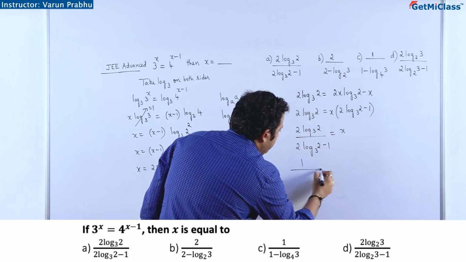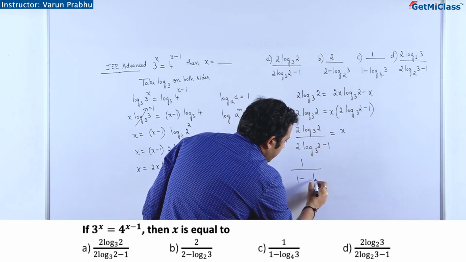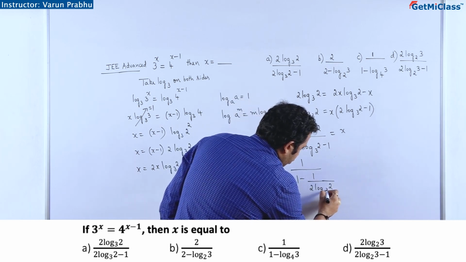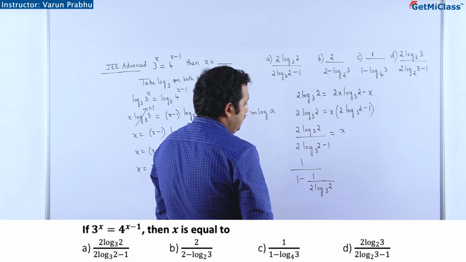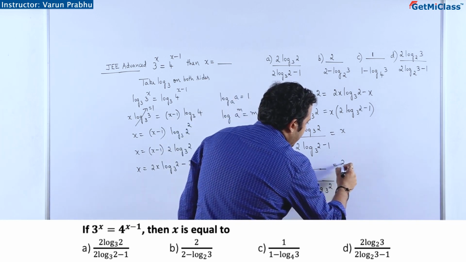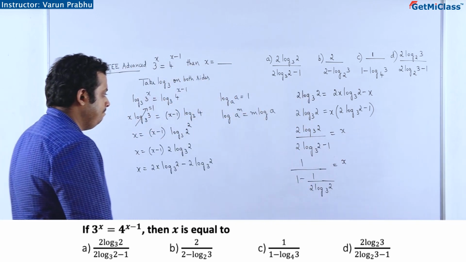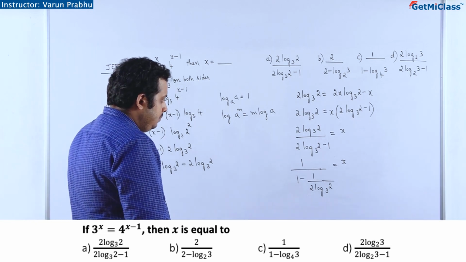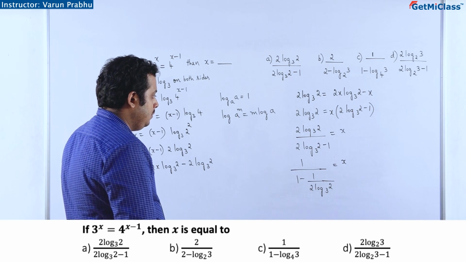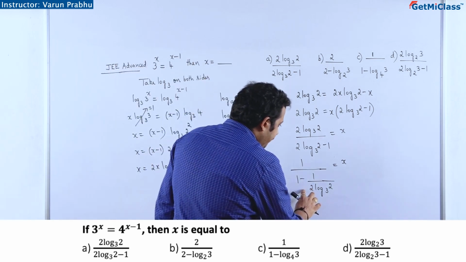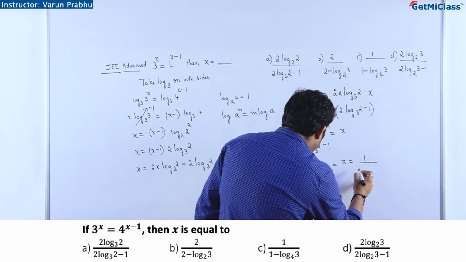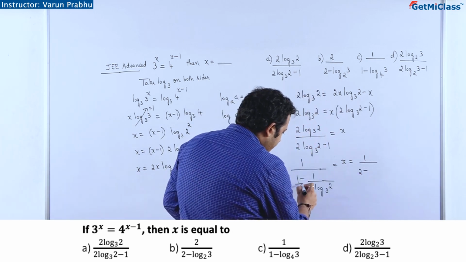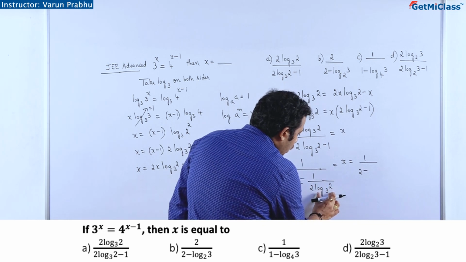Now if I divide this by 2 log 2 base 3, I'll get 1 minus 1 divided by 2 log 2 base 3. Correct or not? That is equal to x. Yes. So we'll write like this. This is equal to 1 divided by 2 minus of, see this part, I'll take the LCM here. Okay. So I can write this log 2 base 3.